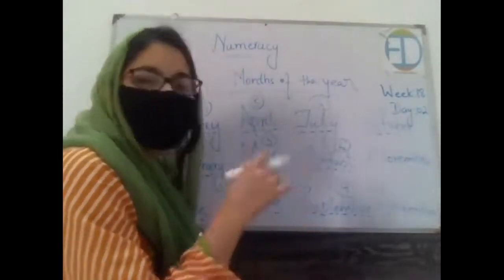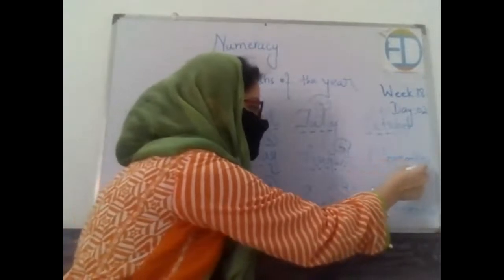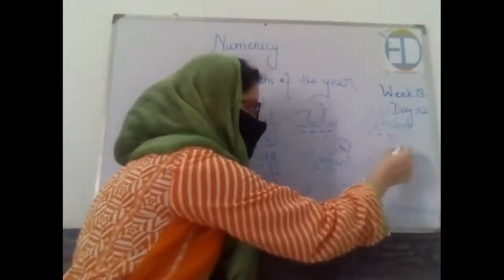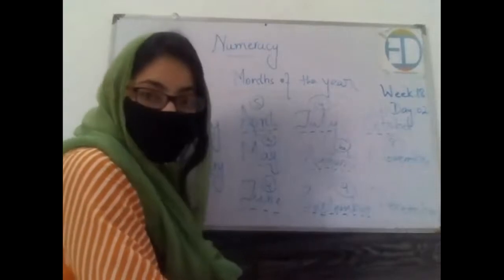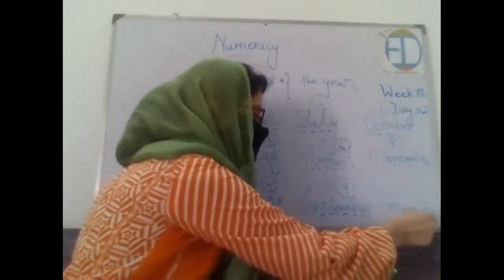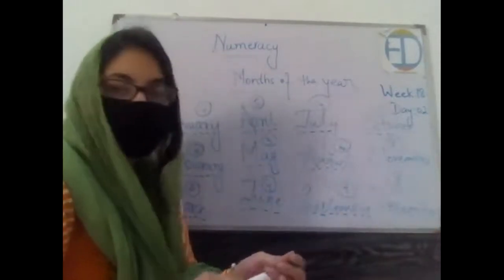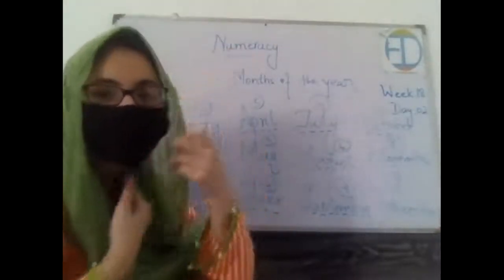How many letters do we have in November? 1, 2, 3, 4, 5, 6, 7, 8. Again. And then finally December. And December has 1, 2, 3, 4, 5, 6, 7, 8. So now we are done with counting the number of letters in every name of a month.